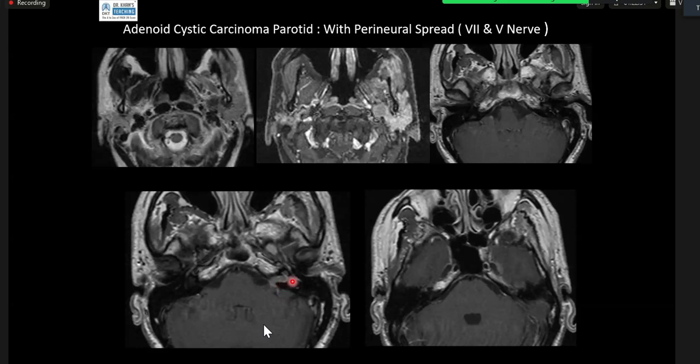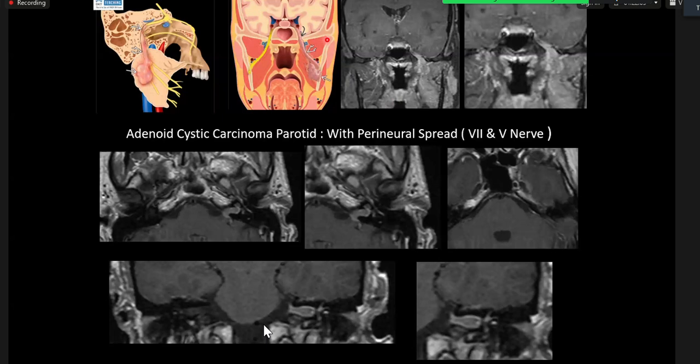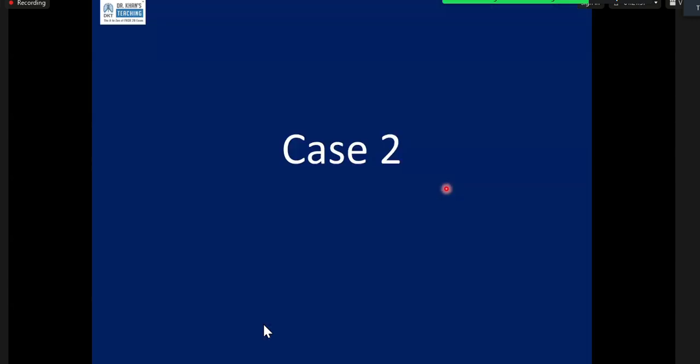In this case, what had happened is that because of the pterygopalatine ganglion, the tumor went there and then through the branches of the trigeminal nerve, it passed into the cavernous sinus. You can see a portion of it here. So there was perineural spread along the seventh nerve as well as the fifth nerve. So this is the fifth nerve, and you can see it here on how it is going superiorly. So this tells you the concepts of perineural spread. Okay, now we start with the cases.